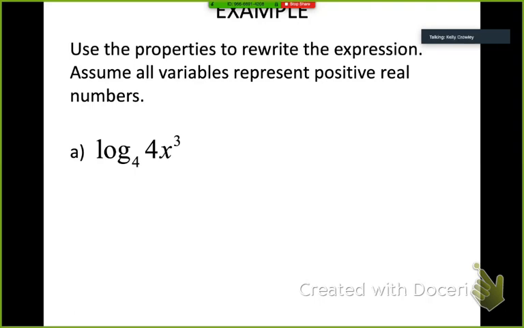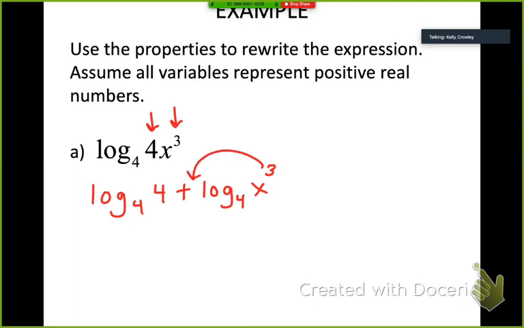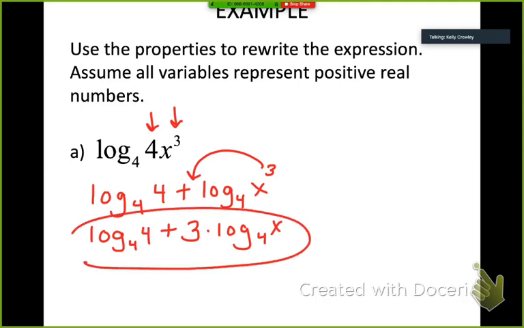So I have a product of 4 and an x to the 3rd, which means I'm going to have 2 logs. And because it's a product, it's going to be addition. So that turns into log base 4 plus log base 4 x to the 3rd. And then I can take that exponent of 3 and put it in front. So it becomes 3 times log base 4 x plus log base 4. I'm going to have you just keep it there.